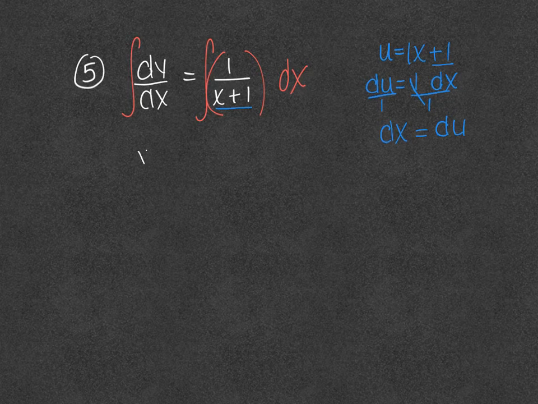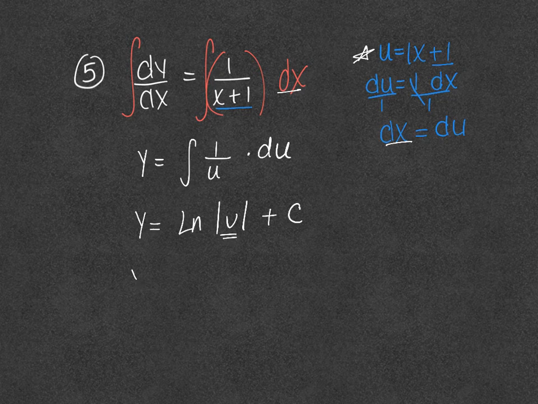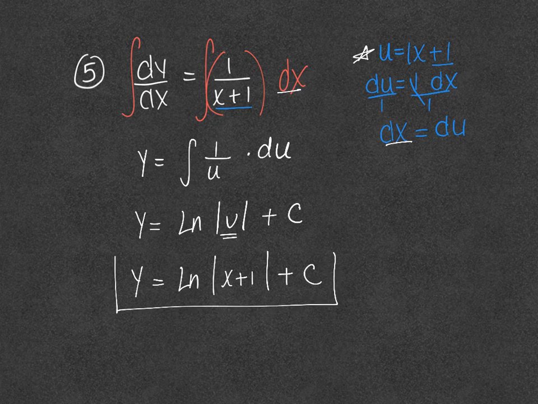So when we integrate the left side, we get y. And when we integrate the right side, it's just 1 over u, and dx is just du, so 1 over u du. So this is another ln problem, right? It's y equals ln of the absolute value of u, and then plus c. But you need to remember to substitute u back in. So since we let u equal x plus 1, the answer is y equals ln absolute value of x plus 1, and then plus c.